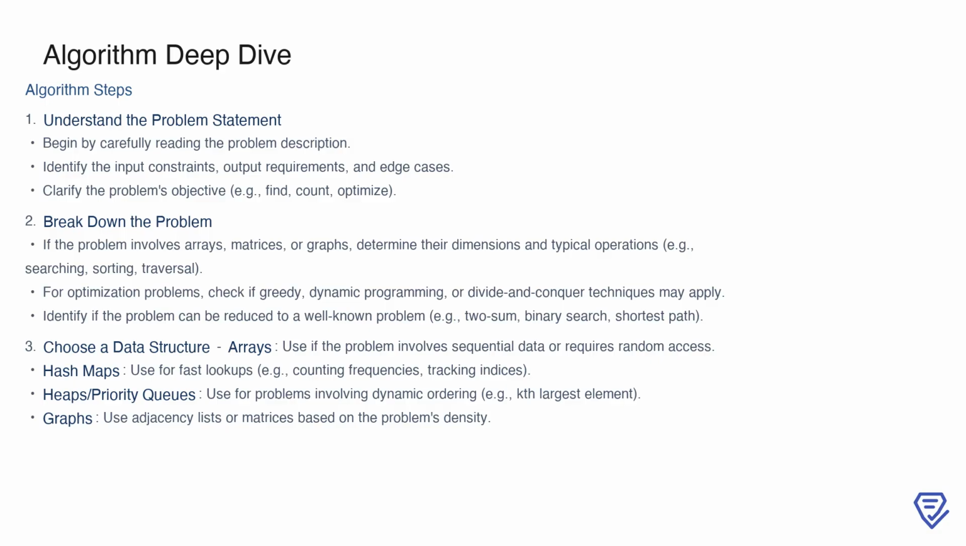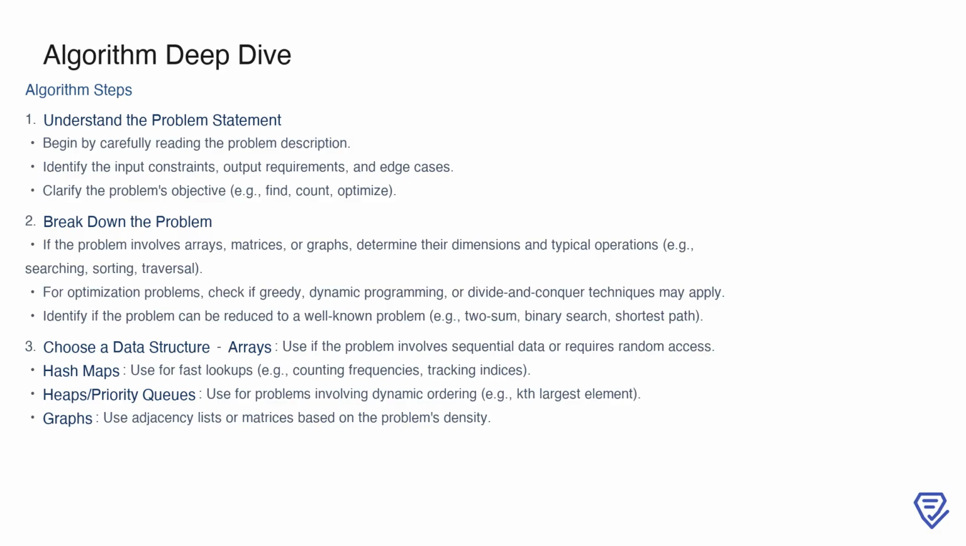objective is clear, the next step is to break down the problem into manageable components. If it involves structures like arrays, matrices, or graphs, think about their dimensions and the operations typically required, like sorting or traversal. For optimization problems, consider if established techniques like greedy algorithms, dynamic programming, or divide and conquer are applicable. Also, check if the problem can be reduced to a well-known one, such as two-sum, binary search, or finding the shortest path.